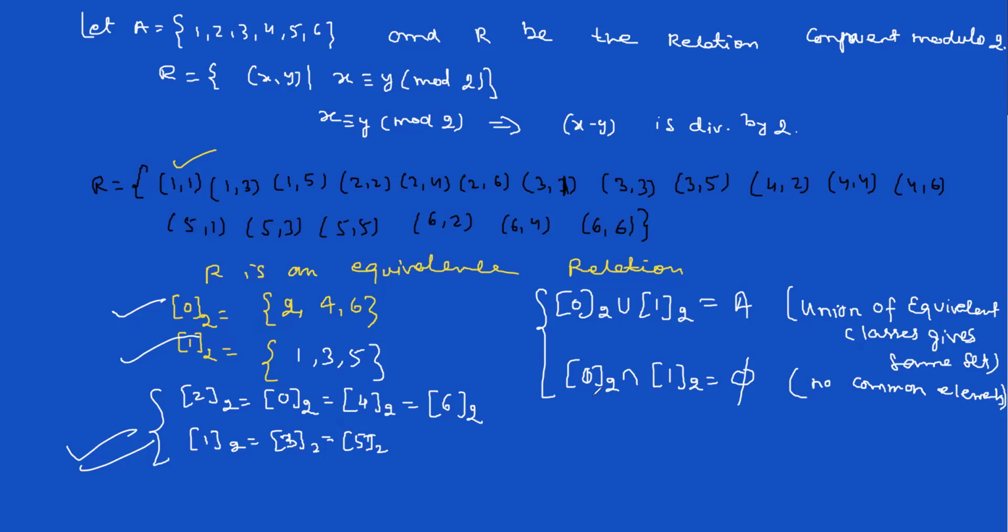How many unique classes are there? Only 2 unique classes for modulo 2. For modulo 3, you will have 3 classes: 0, 1 and 2. For modulo 4, you will have 4 classes. Similarly, for 5 there will be 5 unique classes, from 0 to 4.